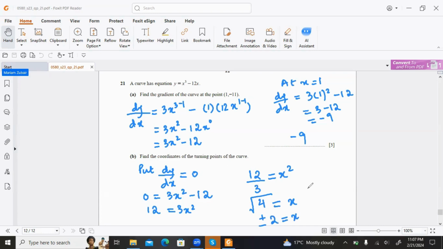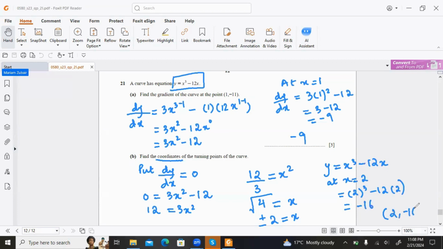Now keep in mind, this is just your x value. They've asked us to find the coordinates, which means we have to find the corresponding y value as well. So for that, we will use the original equation, y equals x cubed minus 12x. So at x equals 2, we have 2 cubed minus 12 times 2, which is going to equal negative 16. So negative 16 over here. That is the first set of coordinates.